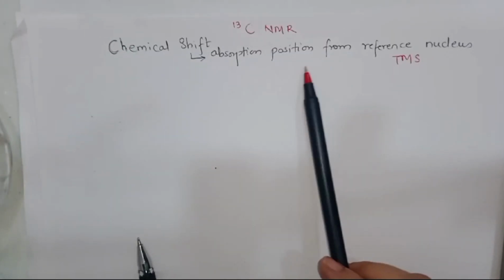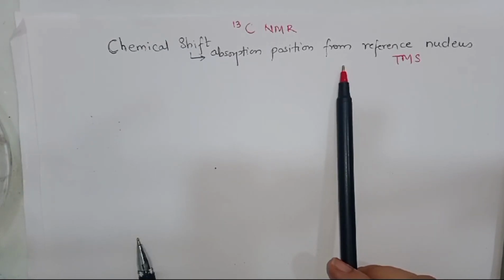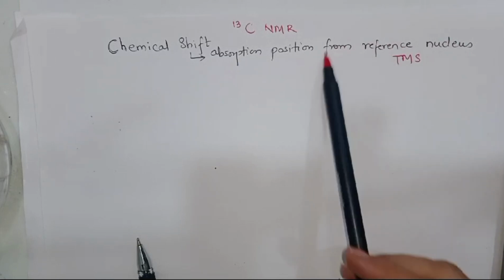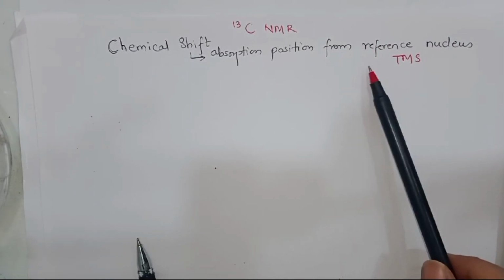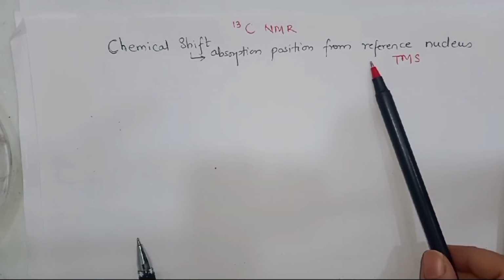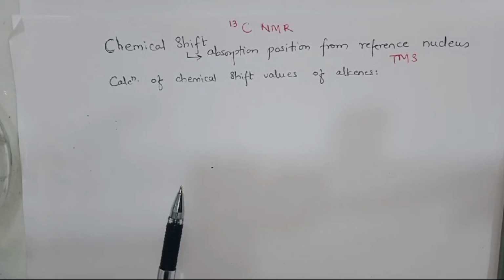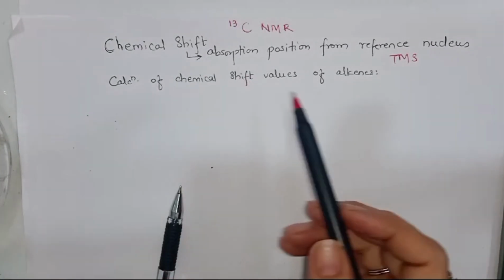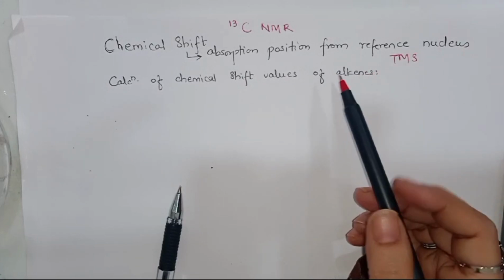Now the shift in absorption occurs due to the difference in effective magnetic field experienced by different sets of nuclei, which is mainly dependent on the chemical environment of the nucleus. Do check my previous videos for in-detail study about chemical shift. Now let us go into the calculation of chemical shift of alkenes. In general, chemical shift of terminal alkene carbon is upfield than internal alkene carbon.